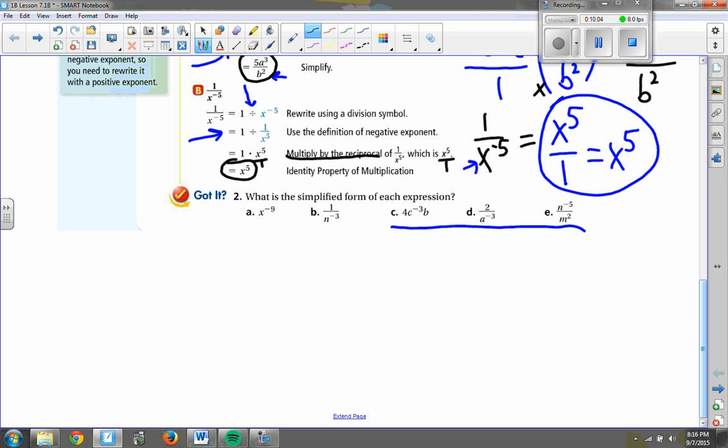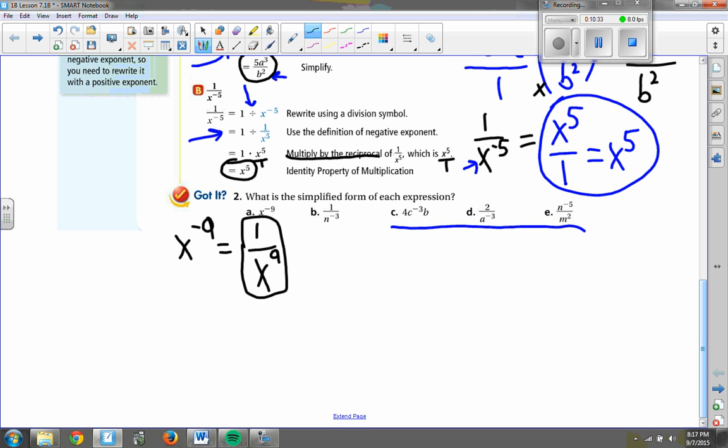So letter A wants us to write, again, the simplified form of this expression, x to the negative 9th. We know that x to the negative 9th is the same thing as 1 over x to the positive 9th, okay? And this one is no more complicated than that. There's nothing else in that expression, so we are done right there, okay?